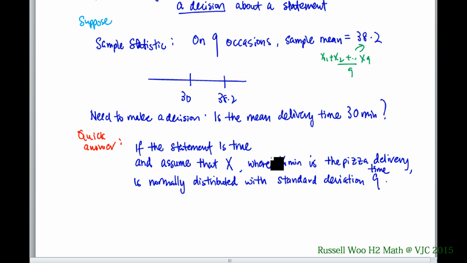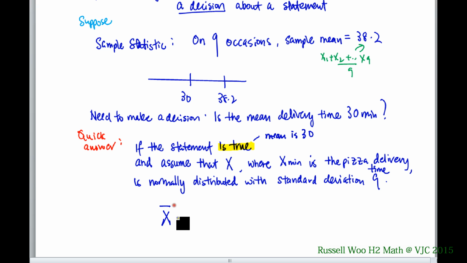We just don't know whether the mean is 30. We want to test. This is a big assumption. Later we will, okay, don't question this so much. I'm just assuming. Later in the body of the chapter, we will discuss a bit more on this. But let's accept this for now. Now, we know that if x is normally distributed, and if the statement is true, that means the mean is indeed 30.